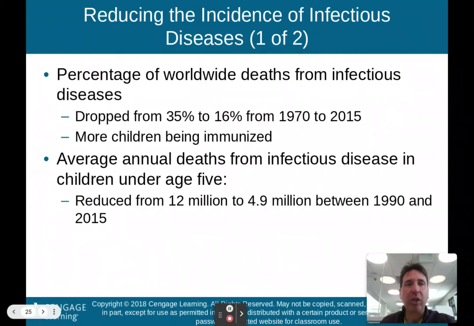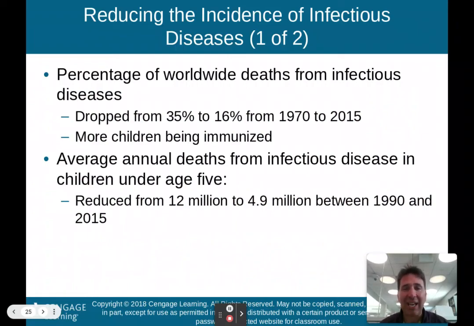All right, so how can we reduce the incidence of infectious diseases? Well, the percentage of worldwide deaths from infectious diseases has dropped from 35% in 1970 to 16% in 2015. Why? Because more children are being immunized around the world. And I would also argue that we know more about health now. We know more about how fresh water is important, how cleaning and washing your hands matter, doing things like that. So again, just simple stuff has helped. And having more children immunized against these infectious diseases, for instance measles, mumps, things like that, also helps.